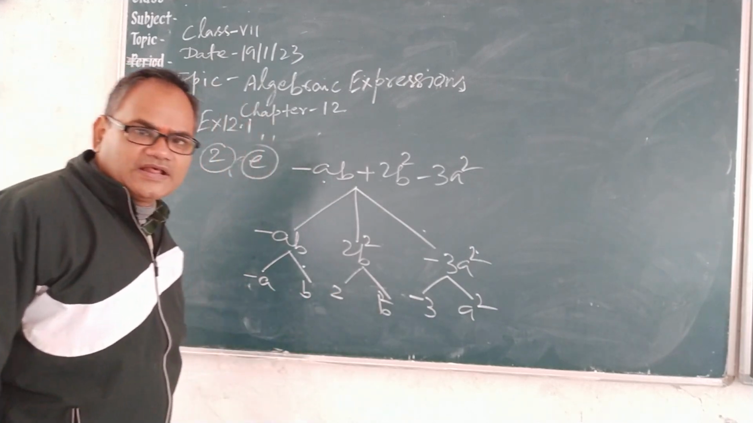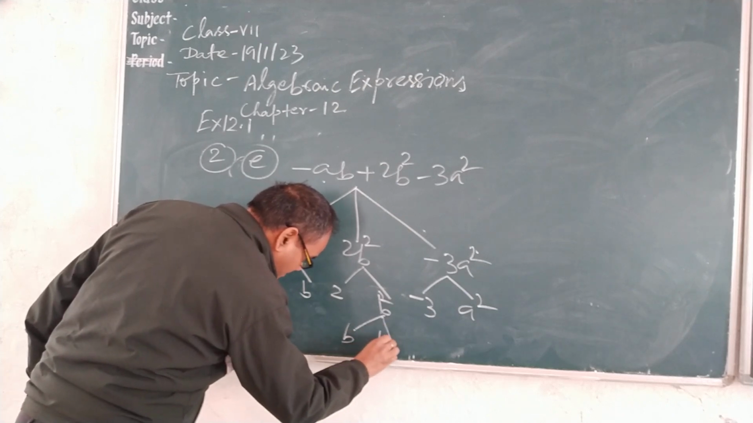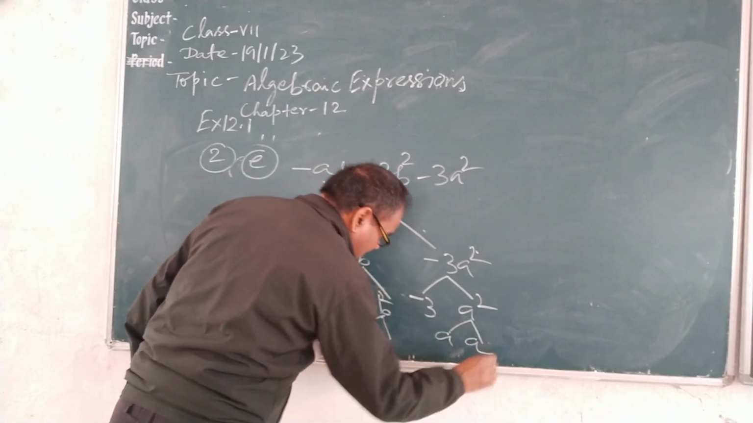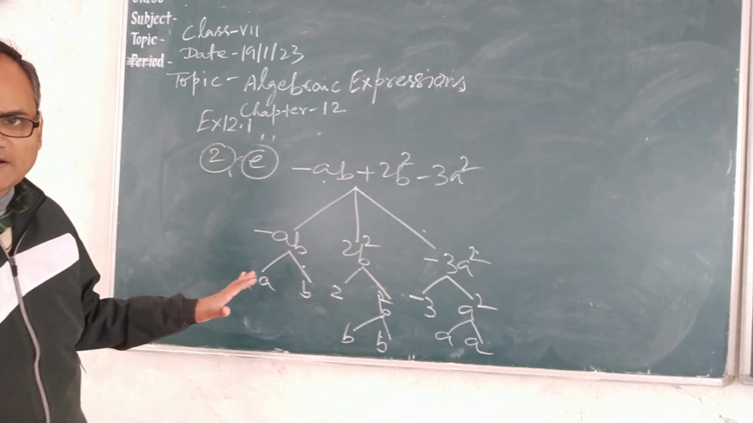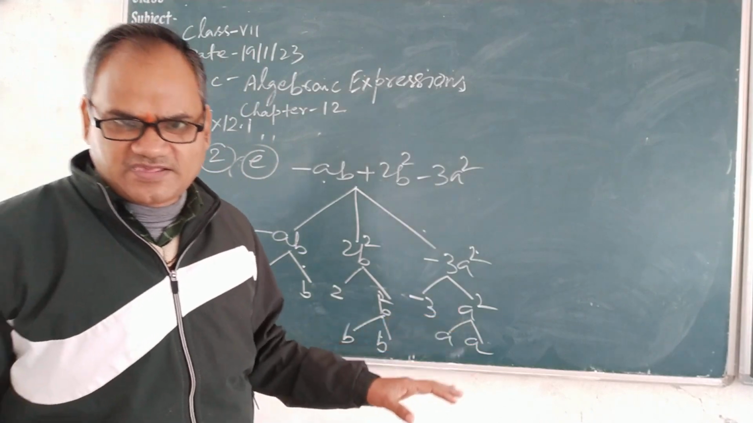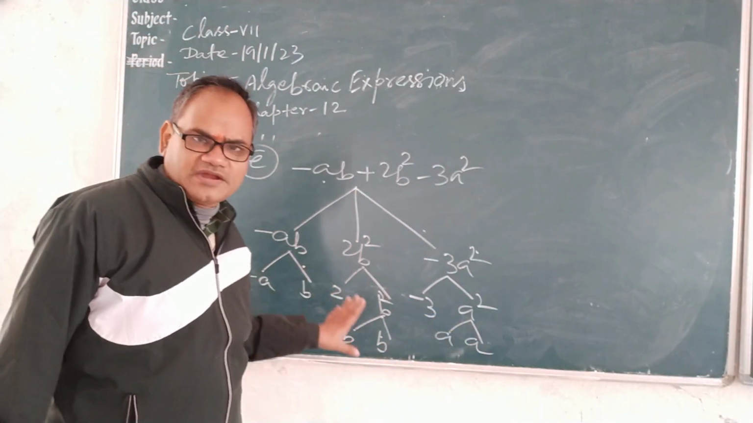Now, this is B square. B square means it has B and B. A square means it has A and A. This is your tree diagram. So you have shown the expressions and all these terms using a tree diagram.